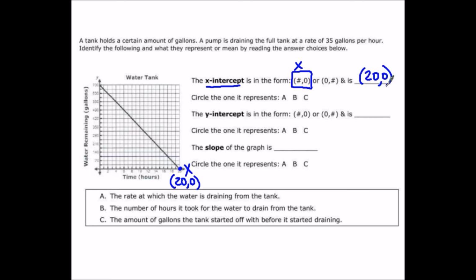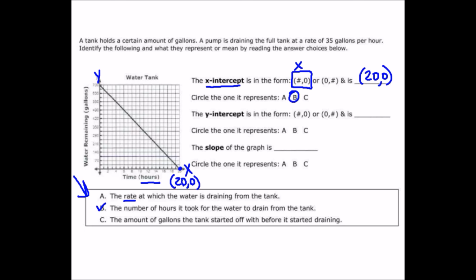Now, it says circle the one it represents, A, B, or C. So we're looking down here at this box. 20, 0, is that the rate? Automatically, I can stop. Rate means slope, so that's not it. Is it the number of hours it took for the water to drain from the tank? Well, let's see. X-axis, 20, and hours. They all go together. So I'm going to put a check right there just in case. And let's check C, the amount of gallons the tank started off with. Does 20 have anything to do with gallons? No. Right up here, oh, there's gallons, and that happens to be with the y. So we know the answer is B.